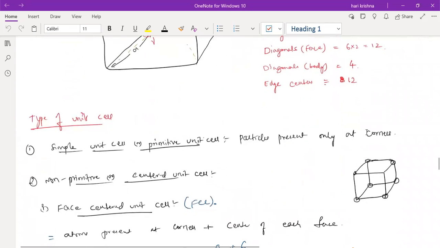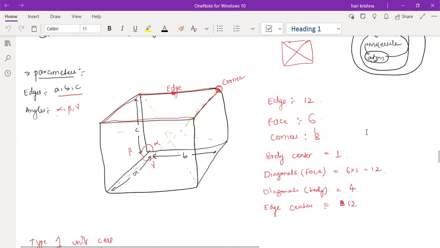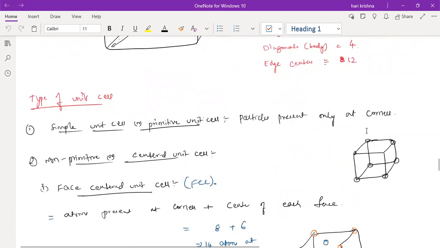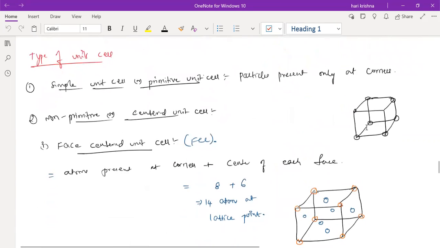Fine. So when you come to the unit cells, there are 2 types. One is a simple unit cell. The other one is a non-primitive unit cell. So simple unit cell means what? Whatever atoms or ions occupy only the corners of the unit cell. So particles are present only at the corners, that is called a simple unit cell. Next one is the centered unit cell.